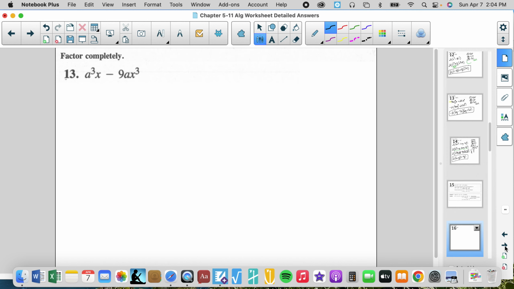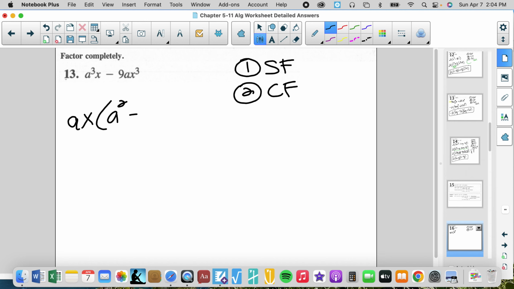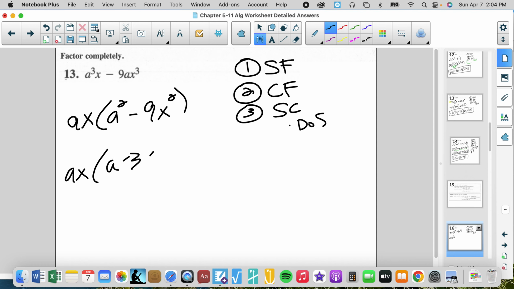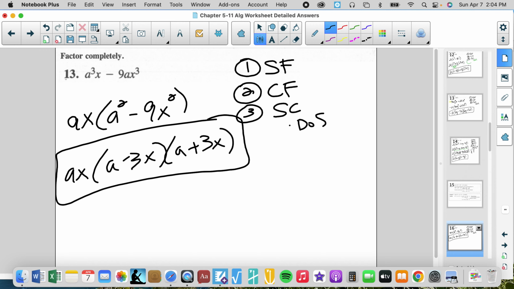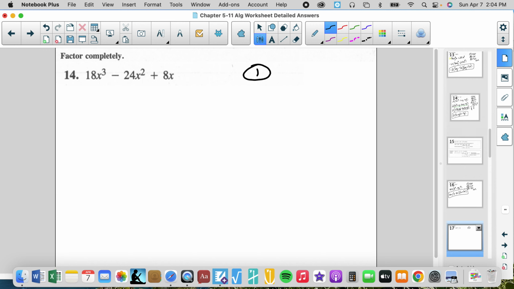All right. What are we doing here? Factor completely. Okay. That leads us to believe that we may have to do multiple factoring. Standard form it is. Common factor, we can take an ax, which gives us a squared minus 9x squared. Special case, yes, it's the difference of squares. So you get ax times the quantity a minus 3x, a plus 3x. That's good. That's fun. We like when you have to factor completely.